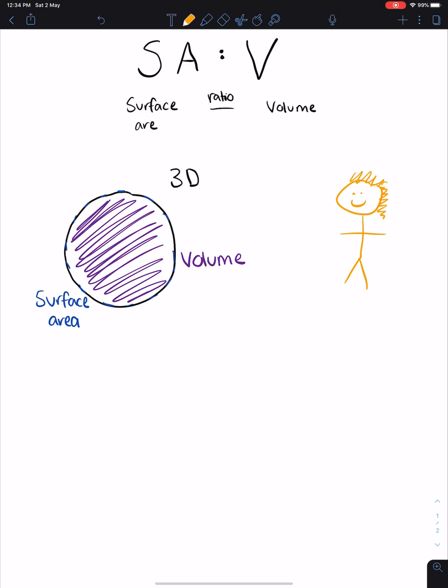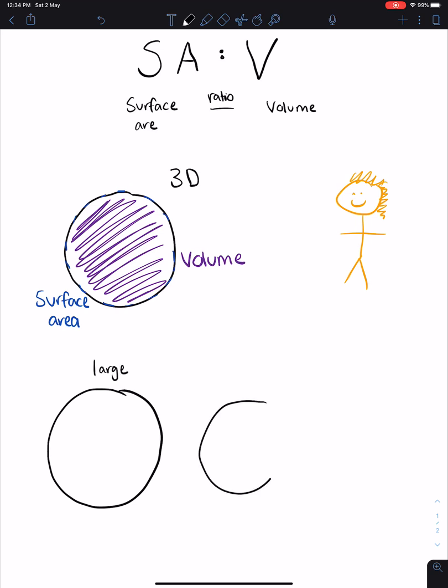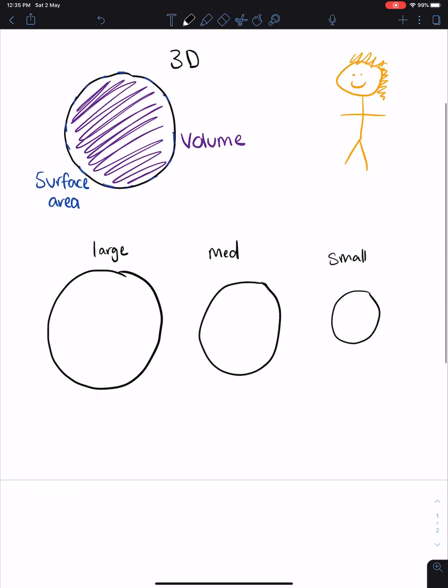So just say we have got 3 different sizes of cell. We've got a large one, we've got a medium one, and we've got a small one. So the large one has quite a large volume, medium one's got medium volume, and the small one's got a small volume. Now in our cell, I am going to put a nucleus. And I'm going to try and make this nucleus the same size in all of these cells. So imagine that this blue nucleus is the same size in all 3 of these cells.